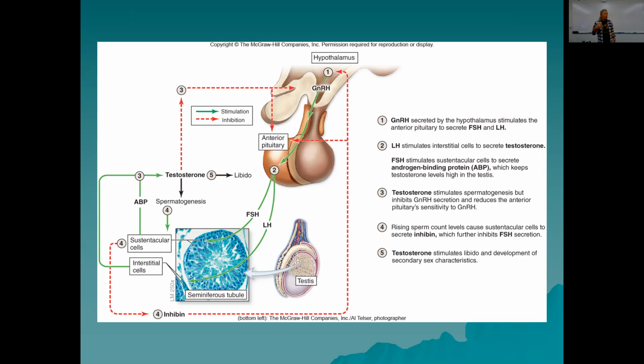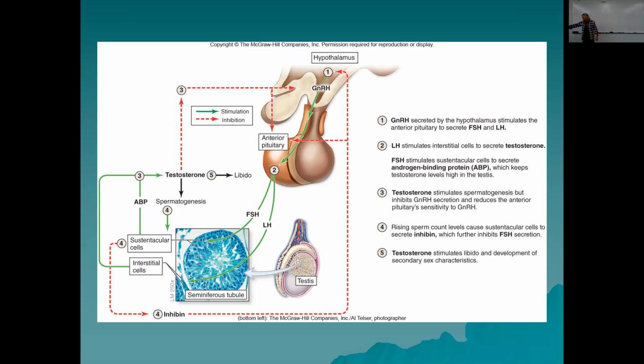So here's the thing, testosterone is needed in higher concentrations in the testes to support spermatogenesis, higher than it ever gets in the blood. So what androgen binding protein does is it binds the testosterone and makes its concentration really high in the testis, high enough to sustain spermatogenesis. Testosterone stimulates spermatogenesis, but inhibits GnRH secretion and reduces the anterior pituitary sensitivity to GnRH. So there's a negative feedback of testosterone back to the hypothalamus and anterior pituitary to turn off GnRH and therefore FSH and LH.